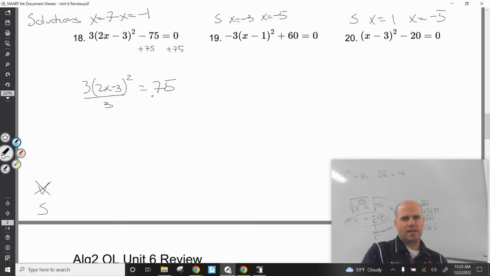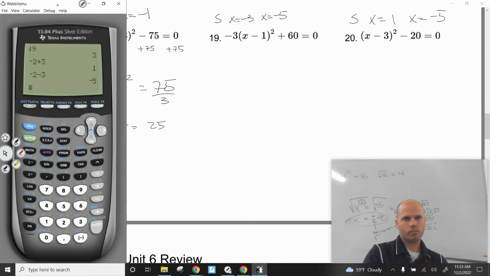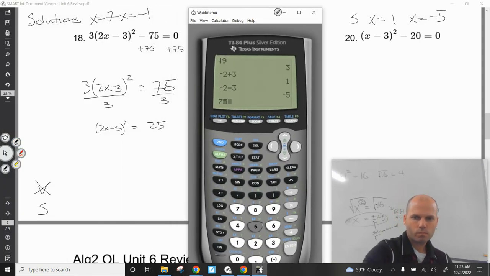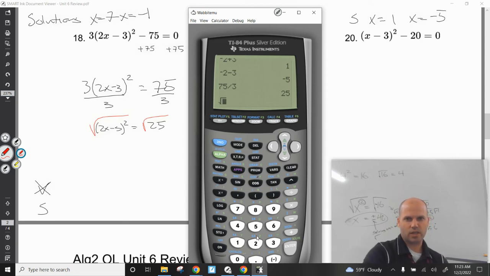All right, we're going to divide 75 by 3. You can use your calculator to do this. You get 25. Square root both sides. Can I square root 25? I sure can. The square is isolated. We get rid of the square. We square root both sides. On the right side, I have plus or minus 5. On the left side, I have 2x minus 3.